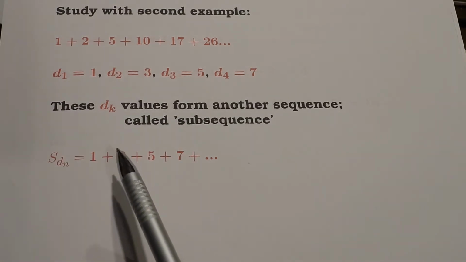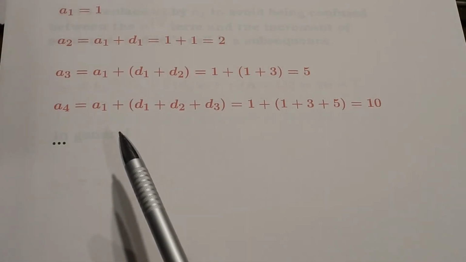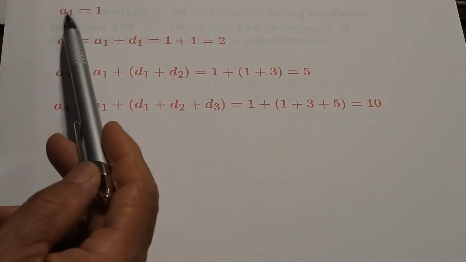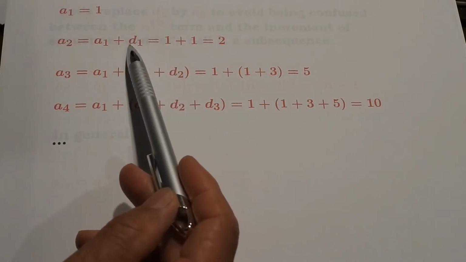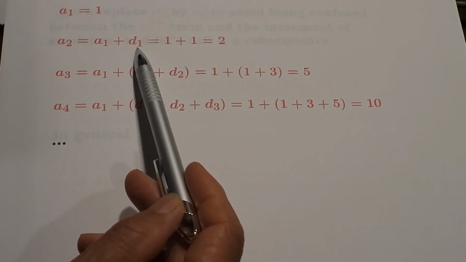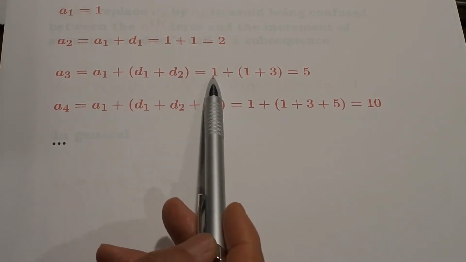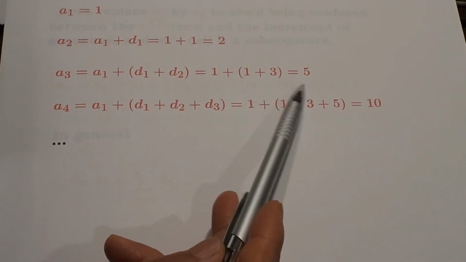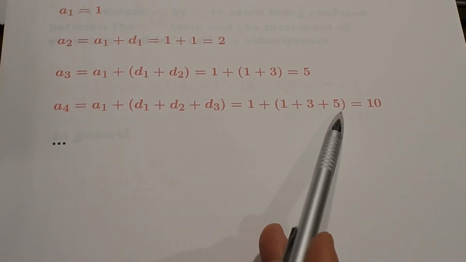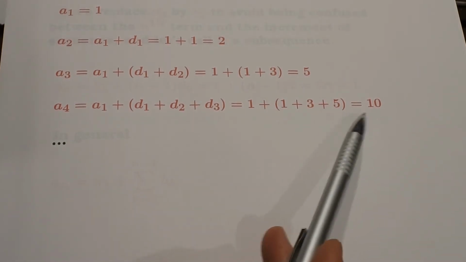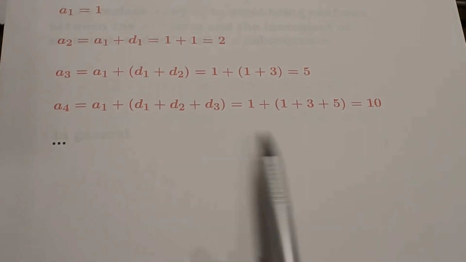Okay? Once we have that, then we can handle the main one. In the primary sequence, the first one is 1. The second one is the first value plus the increment at the first step, which is 1 plus 1 is 2. And the third one, we get 1 plus the sum of 2 terms of the subsequence, which makes 5. And again, first value and the sum of 3 numbers of the subsequence make 10. We have 1, 2, 5, 10, and 17 like that, right? It's obvious.